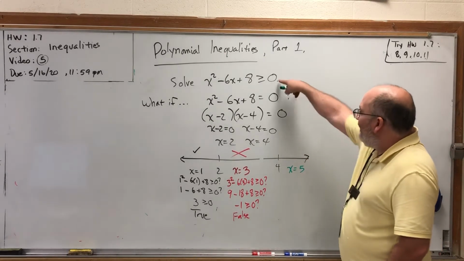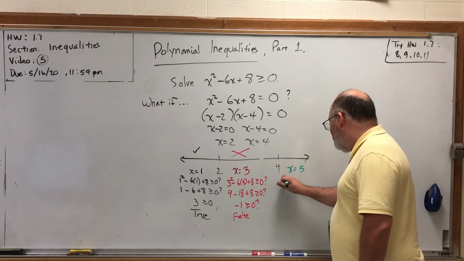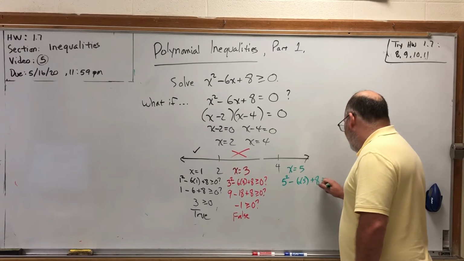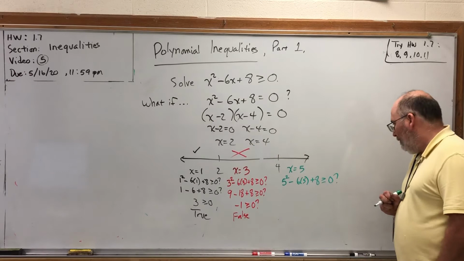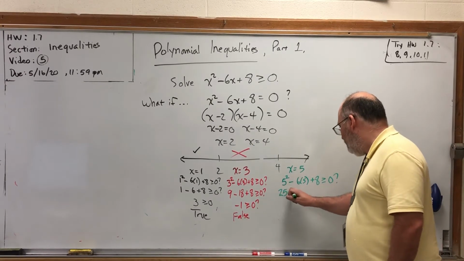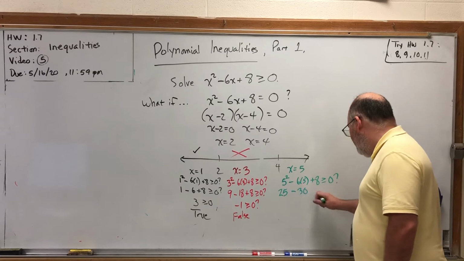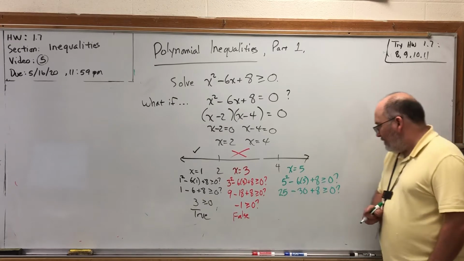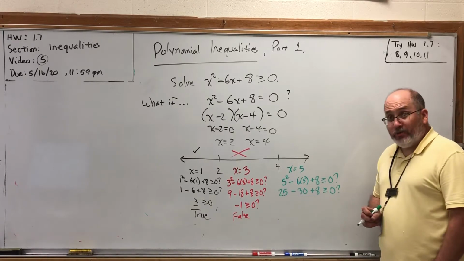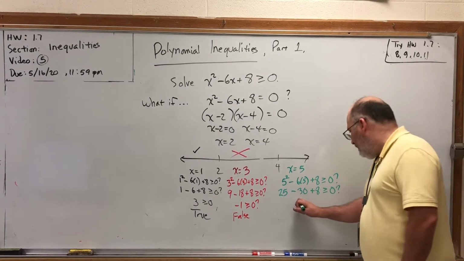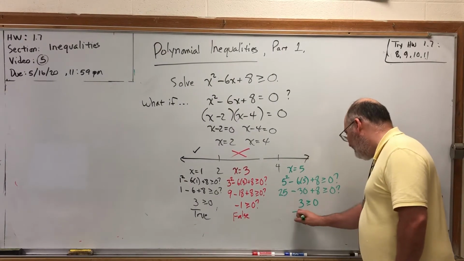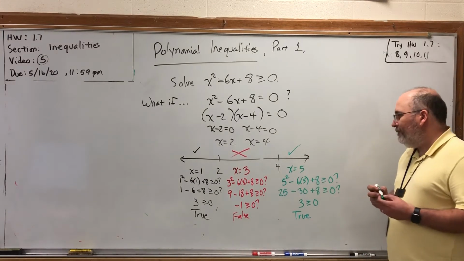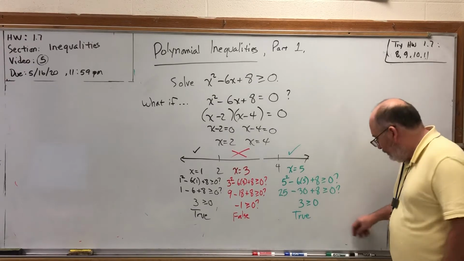So let's test this 5 back into the original inequality. 5 squared minus 6 times 5 plus 8. We're seeing if that is greater than or equal to 0. Well, 5 squared is 25. 6 times 5 is 30 plus 8. And we're still checking to see if that's greater than or equal to 0. If we combine our positives, 25 plus 8 is 33. 33 minus 30 is 3. Is greater than or equal to 0. That is also true. So we like that part of the number line. The numbers to the right of 4 make this inequality true.